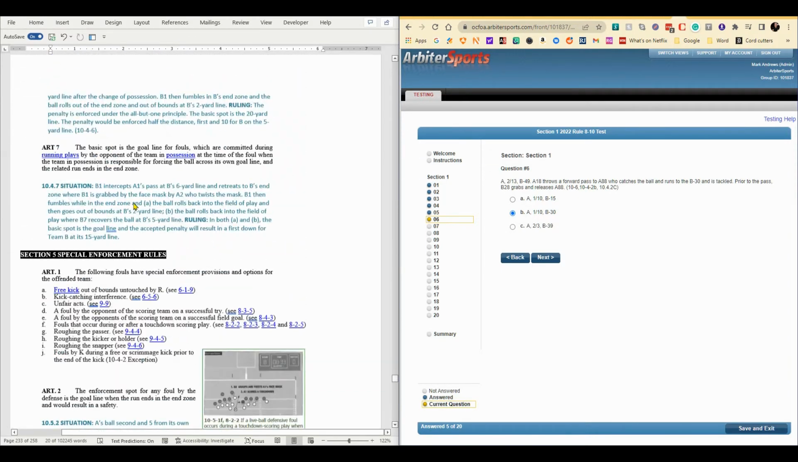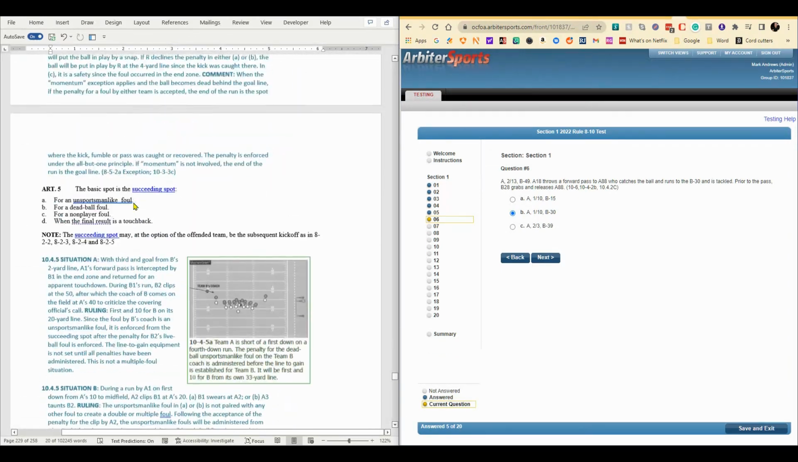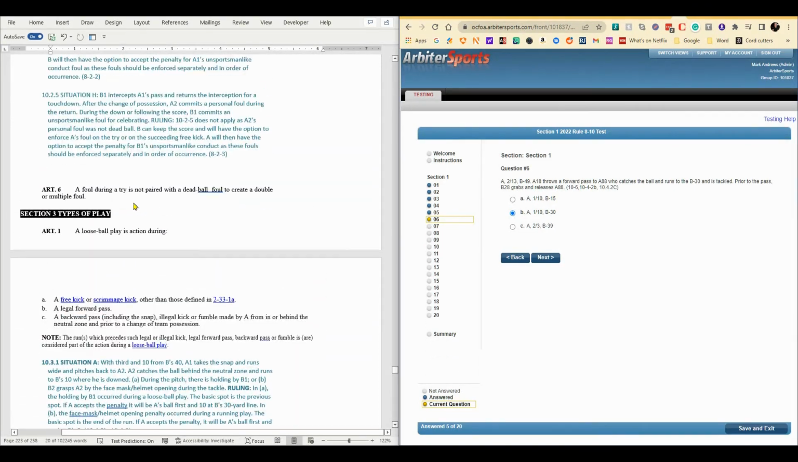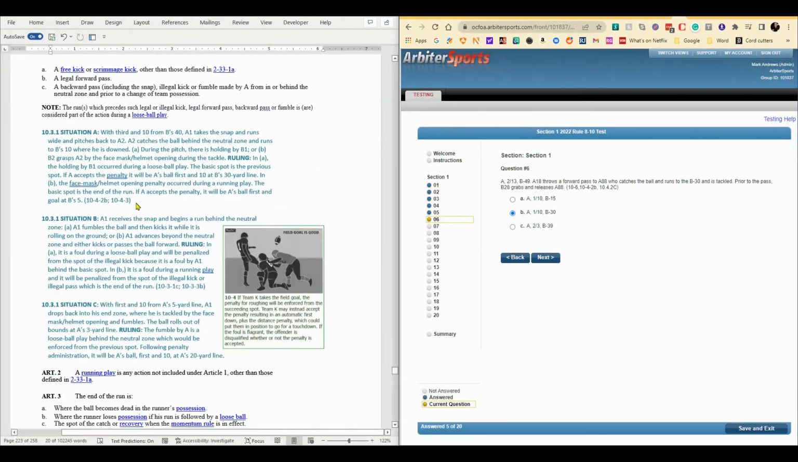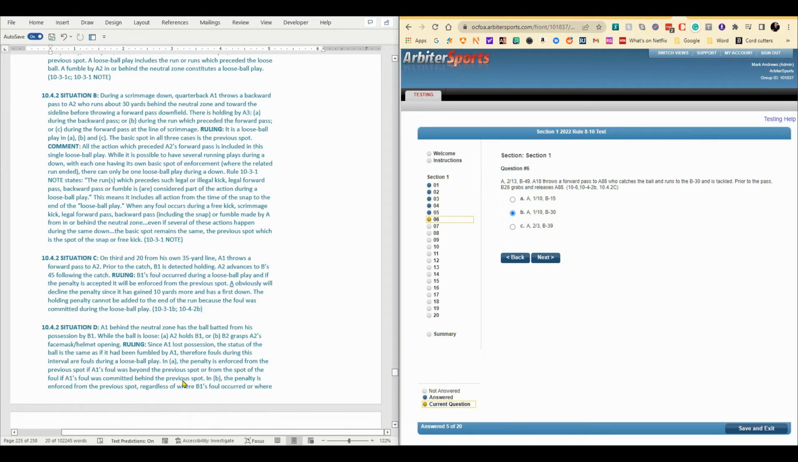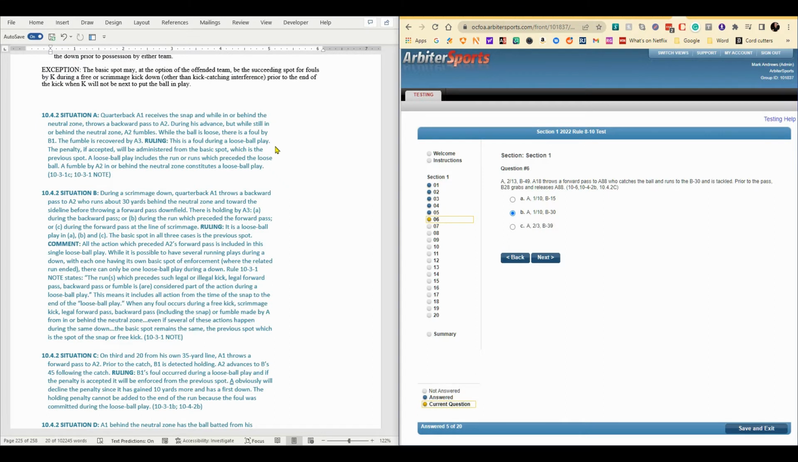He refers to 10.4.2b, which really isn't the greatest rule reference, I don't think. There's actually one that's better. Where is it? Okay, he refers to 10.4.2b, as I said, and I don't think that one really applies.